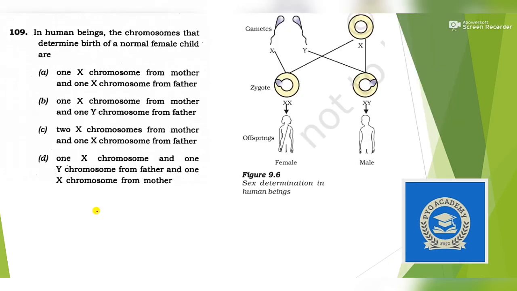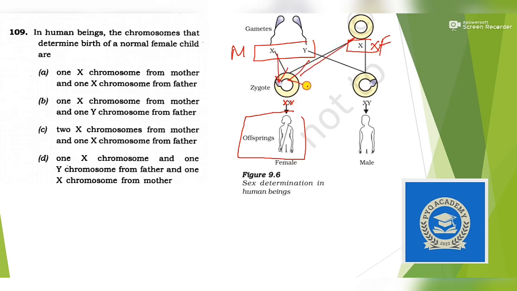In the human being, the chromosomes that determine birth of a normal female child. So this is a female child. You can see here this is a male gamete and this is a female gamete. Male gamete contains X and Y chromosome and female contains both X chromosome. So for a female offspring, we need both X chromosome in which one should be from father and one should be from mother.